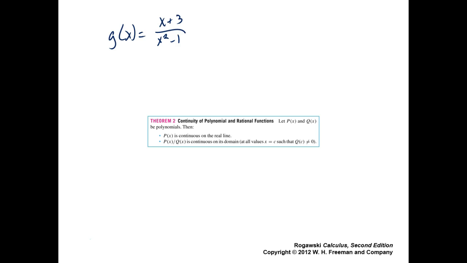A rational function. And what is the limitation on a rational function? The denominator cannot be 0. Can that denominator ever be 0? What is your denominator? X squared minus 1. That cannot equal 0. How would you solve that inequality? Just like you solve an equation. What would you do first?